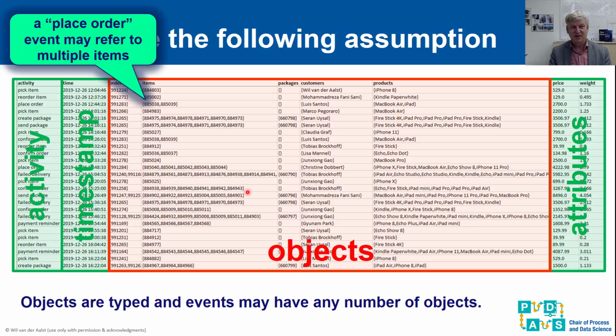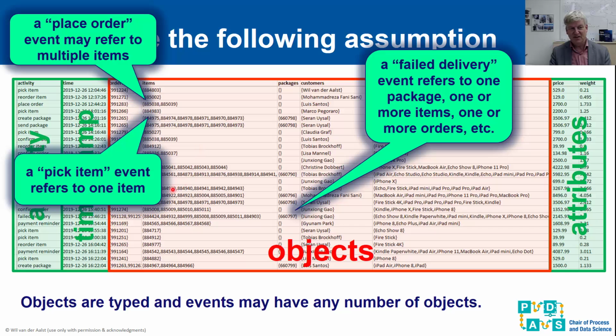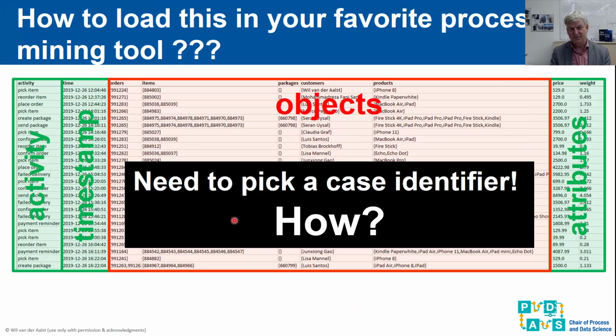So just to highlight some examples, here we have an event place order, and place order is referring to one order and multiple items. So this was an order consisting of 2 items. If we look at the pick item event, then it is referring to just a single item. If we think of a failed delivery, then that is referring to a package, the package that we attempted to deliver but nobody was home, and this package may contain different types of items, as you can see here.